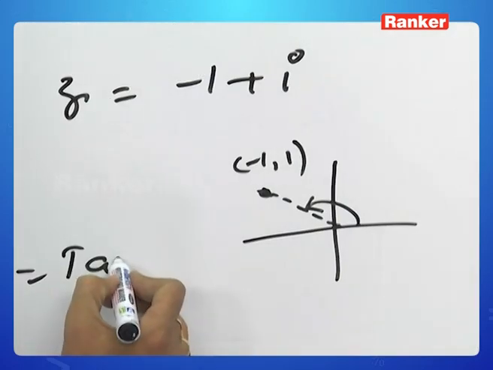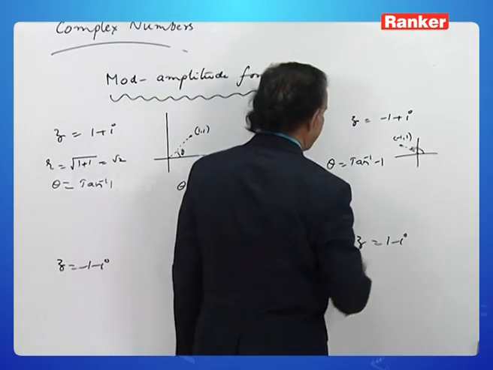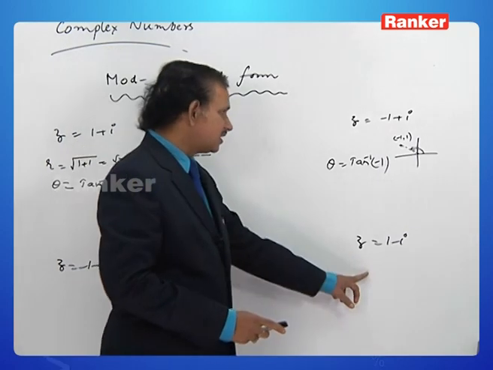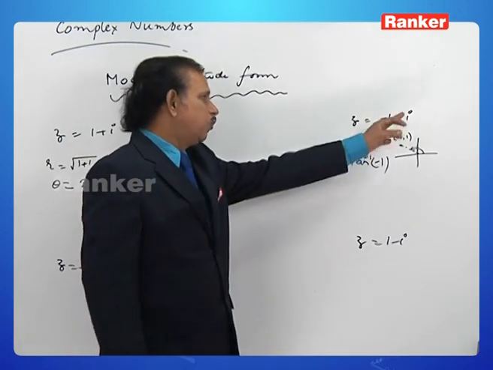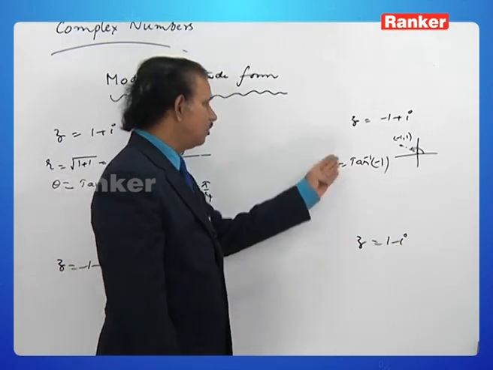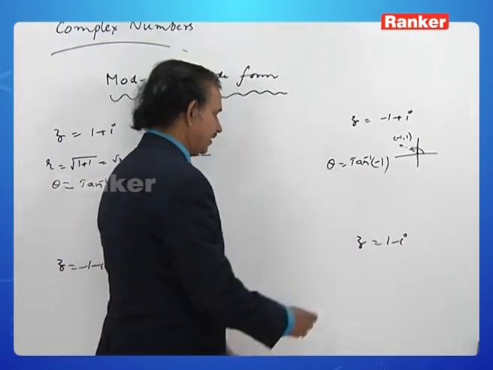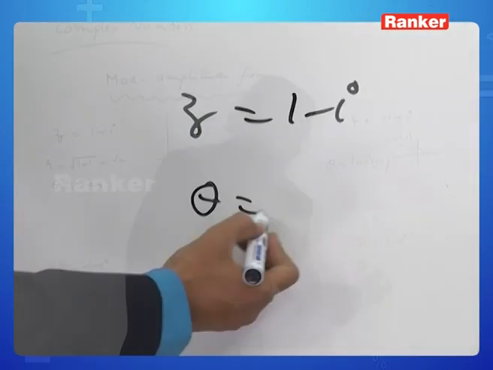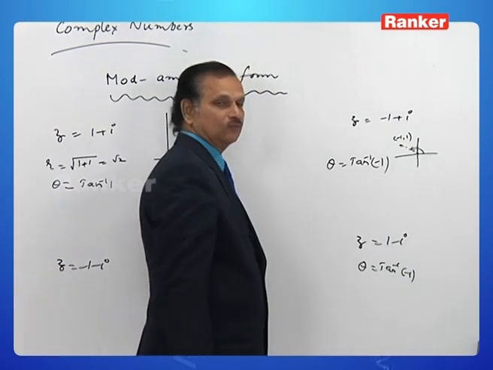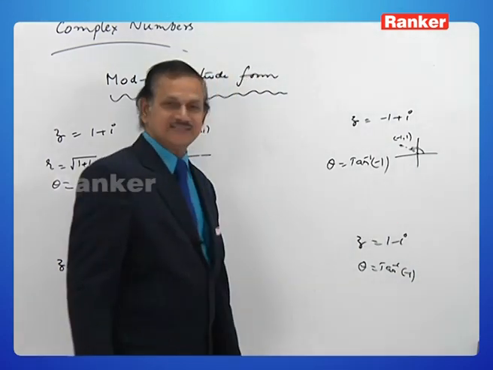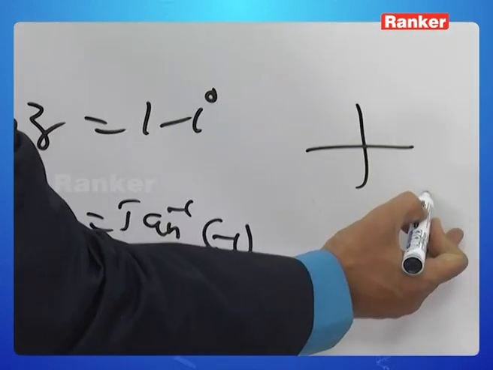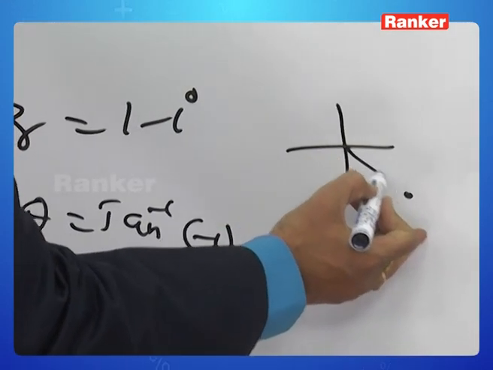Tan inverse minus 1. Well, my dear, for this and for this also, y by x is minus 1. Both are tan inverse minus 1 here and here also. Theta is equal to tan inverse minus 1. Here the point lies in the second quadrant, whereas the point lies in the fourth quadrant here, 1 comma minus 1.